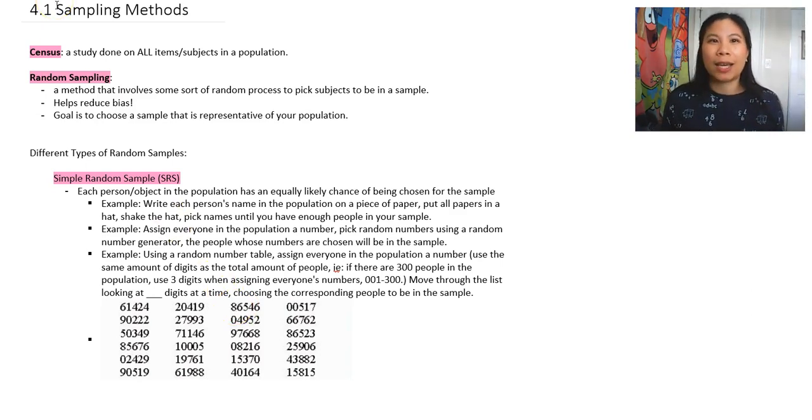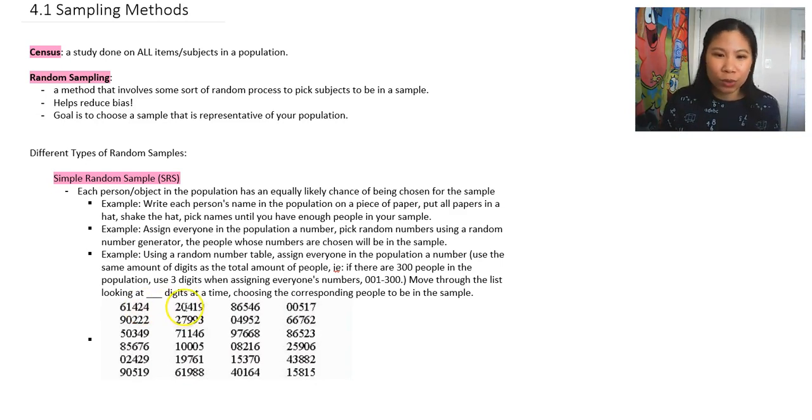Let's say instead we had our school. If our school was the population, we have about 2,600 students in our population. So then we would look at 4 digits at a time. So our numbers would go from 0001 to 2600, or however many people there are in our school. And then you would look at 4 digits at a time. So 6142 would be our first number, but again, that's not in our range, so we skip.